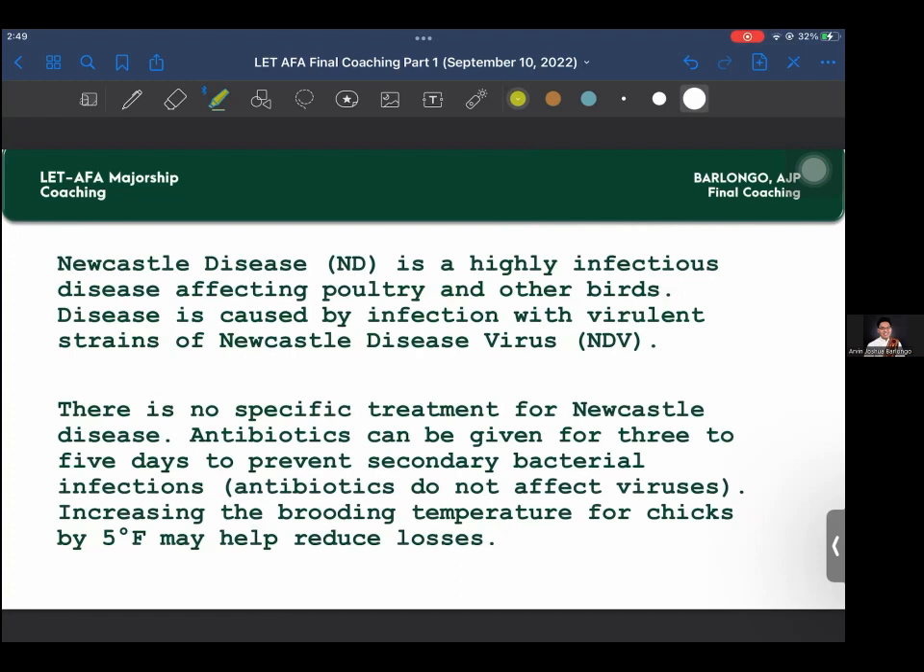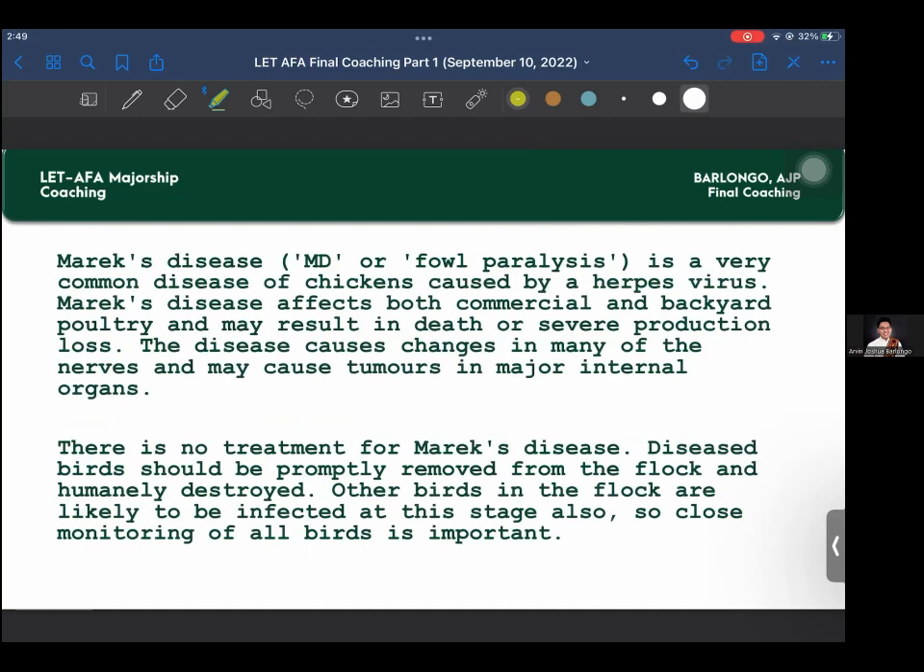So another one, this could also be in the choices. This is additional information: Marek's disease or MD. MD or fowl paralysis is a very common disease of chickens caused by a herpes virus. So it is also caused by a virus and at the same time, it also has no treatment yet. The suggestion here is that diseased birds should be promptly removed from the flock and humanely destroyed. Why is this so?